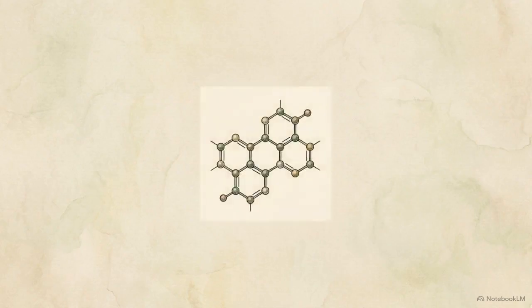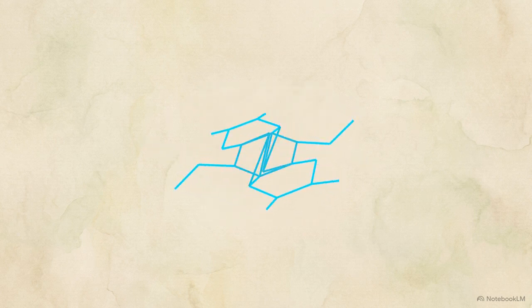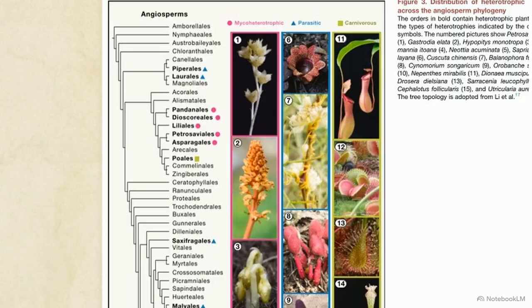Wild plants produce highly complex chemical compounds with rigid, three-dimensional structures that are extraordinarily difficult to synthesize chemically in a lab. Complex survival mechanisms, like carnivory, mycoheterotrophy, or the production of targeted medicinal compounds, have evolved multiple times across completely distinct branches of the plant family tree. This phylogenetic tree maps the distribution of heterotrophic traits across diverse angiosperms.